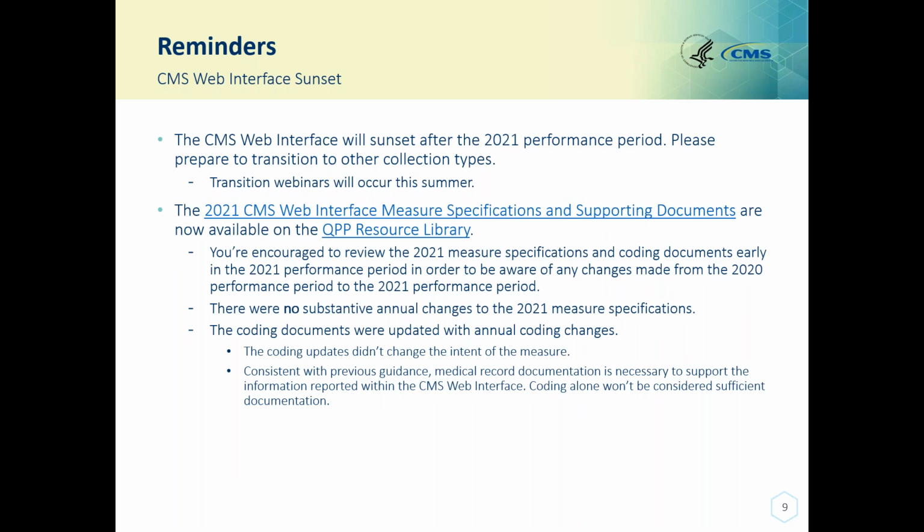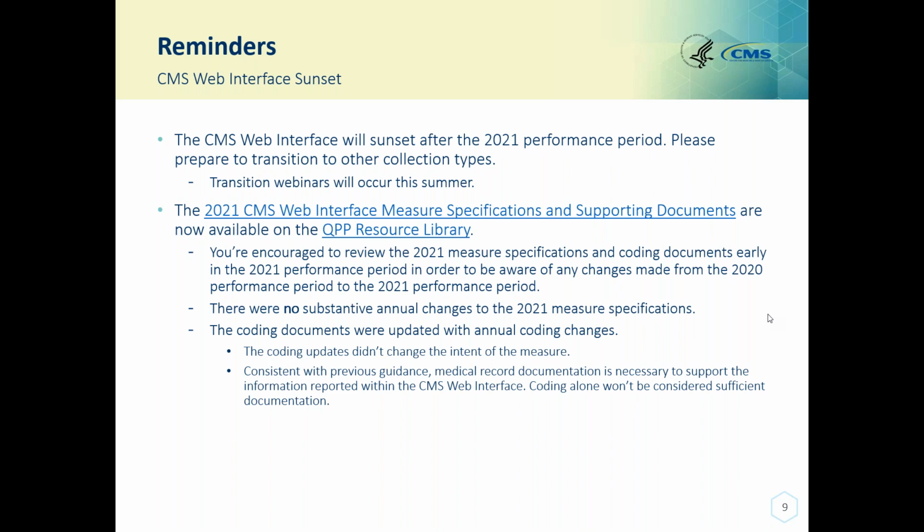This is a reminder that the 2021 performance period is the last performance period that the CMS Web Interface will be available. We will be hosting transition webinars in the summer. The 2021 Web Interface measure specifications and supporting documents are available on the Quality Payment Program Resource Library. And now I will hand things over to Lisa Marie Gomez to go over the Extreme and Uncontrollable Circumstances application.